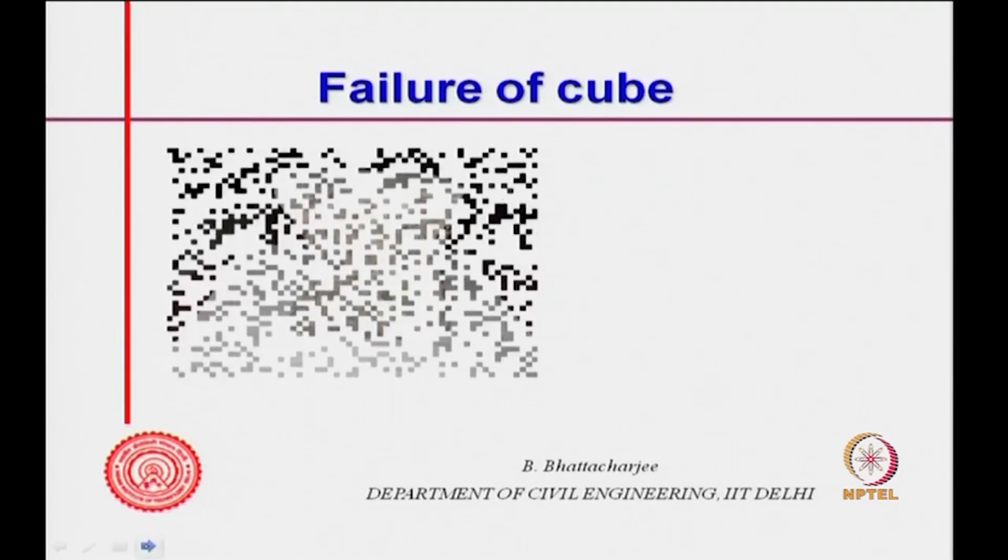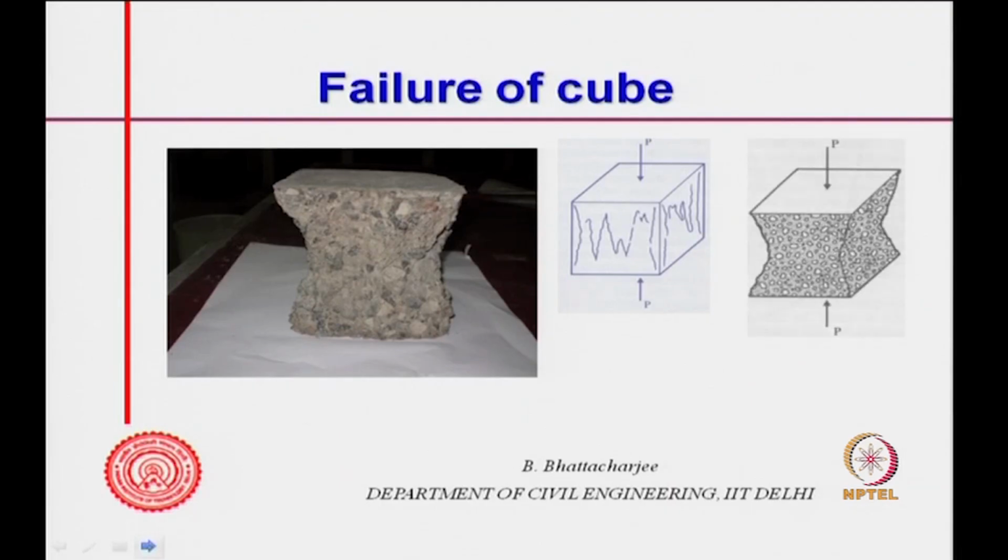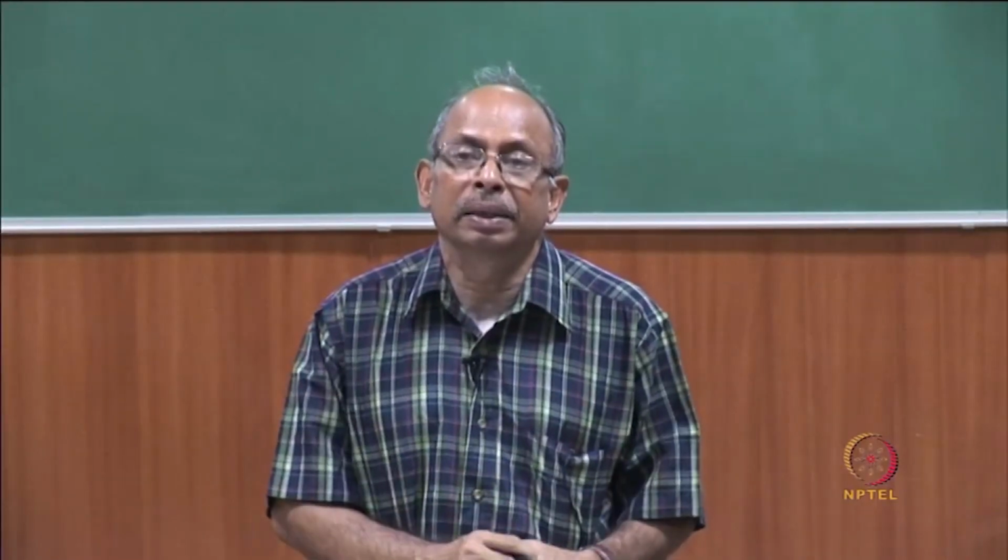So, if you recall, we got failure of the cube like this. This is the cube failure, as we showed earlier. In the beginning, cracks will come like this, then this is the shape that you get, and in some cases if you go further, you might get a shape like this. This is the portion which does not fail, so this is the final portion. So, the platen effect acts like this.